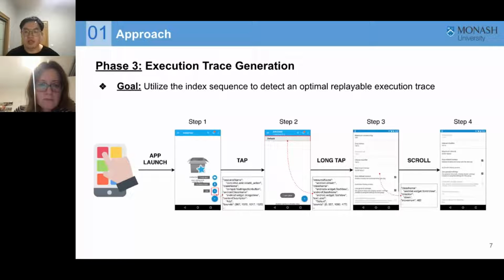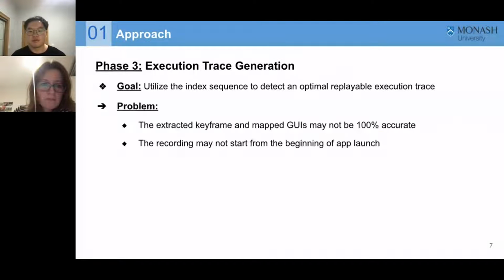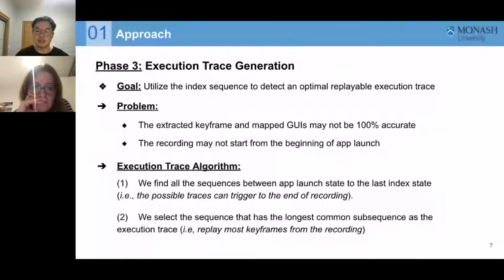However, we face two challenging problems. One is that the previous approach for keyframe location and GUI mapping may not be 100% accurate. And the other one is that the recording may start from any state in the application. To overcome these issues, we propose an algorithm to address the defective sequence from the previous phase and complement the missing states between application launch and the first keyframe in the recording. In detail, we first find all the sequences between the application launch state and the last index state, and then select the sequence that has the longest common subsequence as the execution trace.